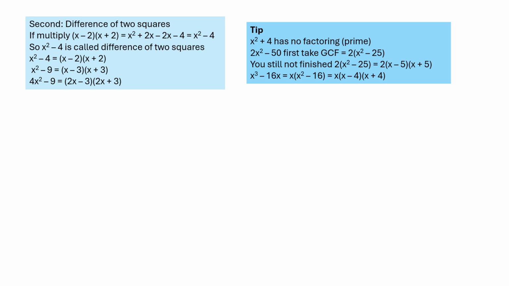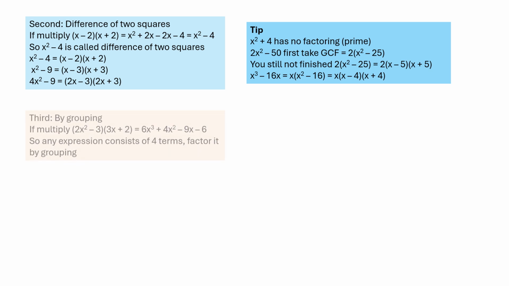Also take care, you can take the GCF first before you make the difference of two squares. So 2x squared minus 50: first take the greatest common factor, so it will be 2 times (x squared minus 25). You are still not finished, so complete the factoring inside the parentheses: 2 times (x minus 5) times (x plus 5). So when you take a GCF, look inside the parentheses, maybe you can complete. X cubed minus 16x: if you take x as a common factor, the rest will be x squared minus 16. Look, this is also a perfect difference of two squares. So complete the factoring: x times (x minus 4) times (x plus 4).